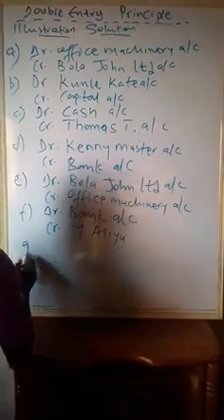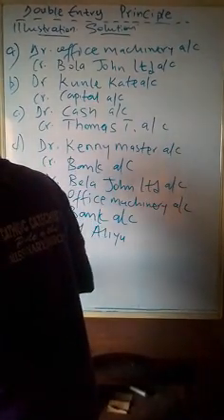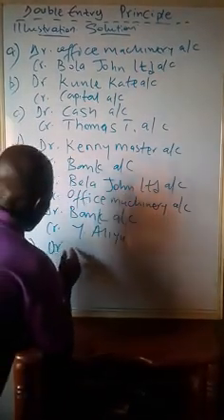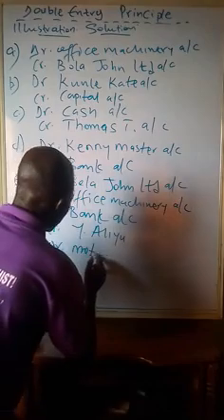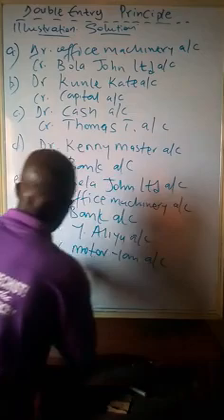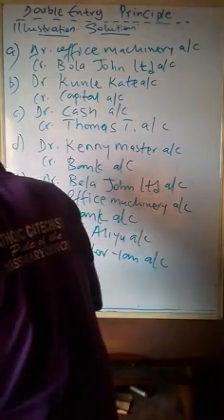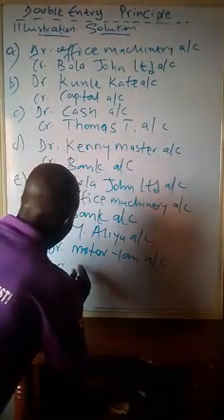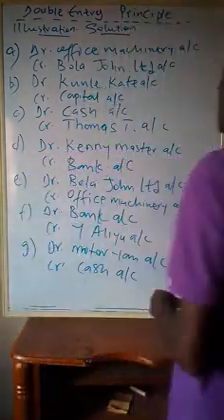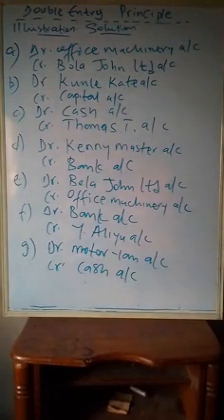G, bought motor van by cash. Bought motor van, that is motor van received. Debit motor van account. Then credit by what? By cash. Credit cash account. These are the accounts to be credited and accounts to be debited based on the questions. This is just a small illustration on double entry principle.